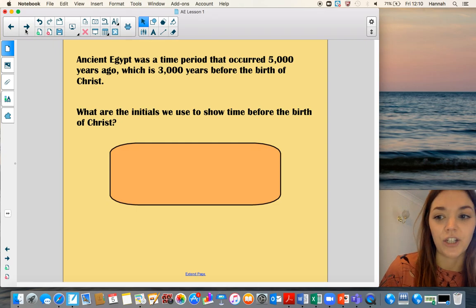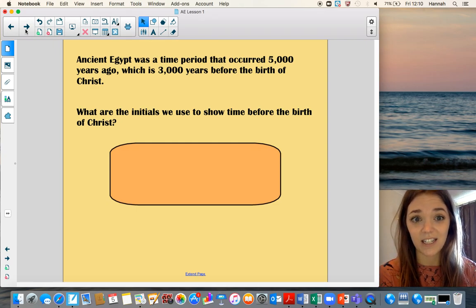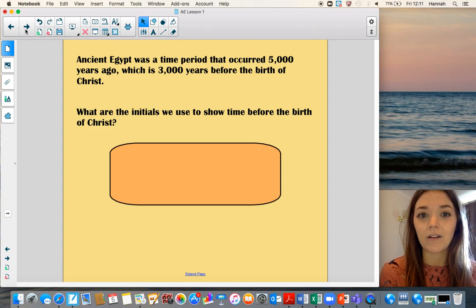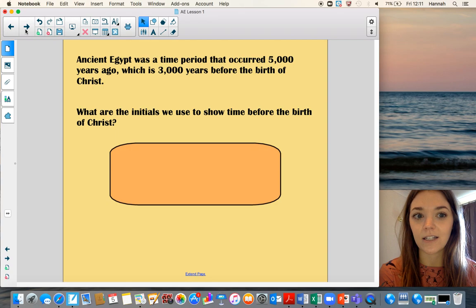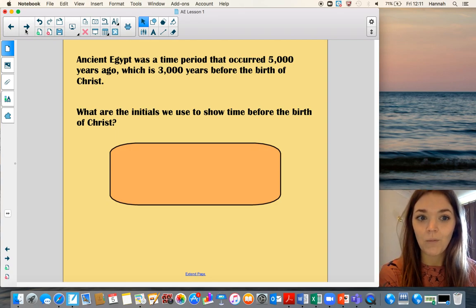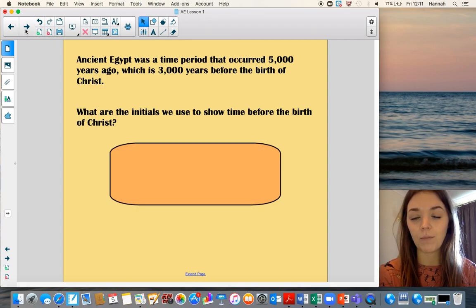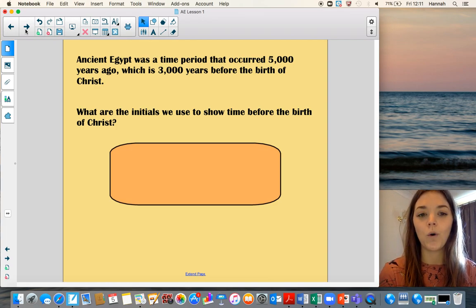So ancient Egypt was a time period that occurred 5,000 years ago, and that was about 3,000 years before the birth of Christ, so before Jesus was born. I want you to have a little think, maybe tell your teddy bear, what are the initials we use to show time before the birth of Christ? So before Jesus was born, what initials do we use to show that? So tell your teddy, then come back.